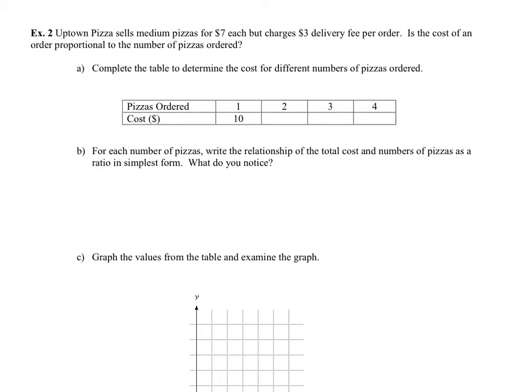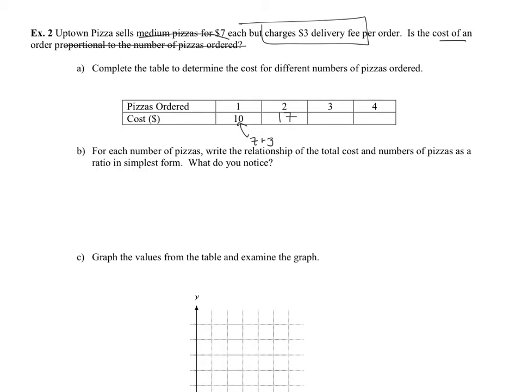Let's look at example 2 pretty quickly. We're going to look at Uptown Pizza selling medium pizzas for $7 each, but this time they charge a $3 delivery fee per order. Is the cost of an order proportional to the number of pizzas ordered? Let's look at our table. If I order 1 pizza, I've got to pay the $7 plus I add in that $3 delivery fee. So the $10 comes from the 7 plus the 3. Now if I order 2 pizzas, then I've got to pay $7 each, so that's 2 times 7, which is 14, plus the $3 delivery fee, which would make that 17.